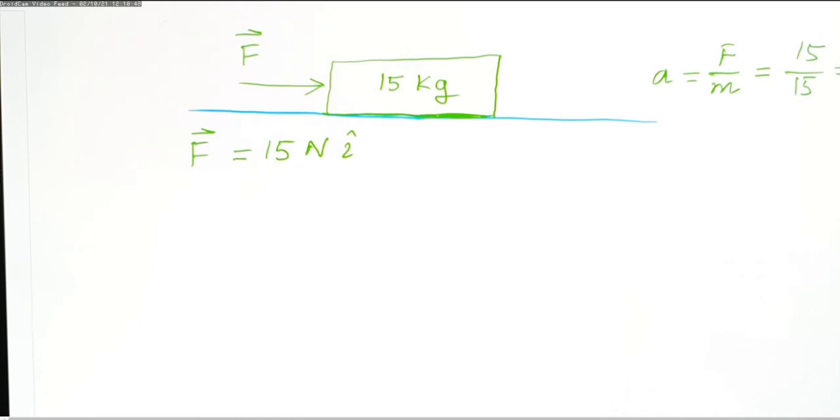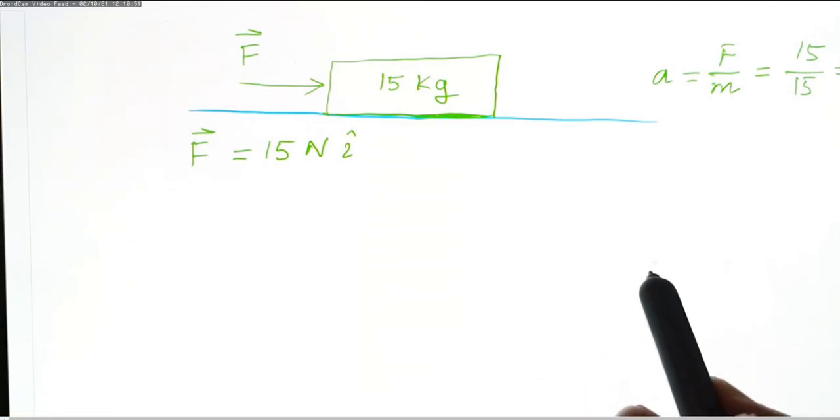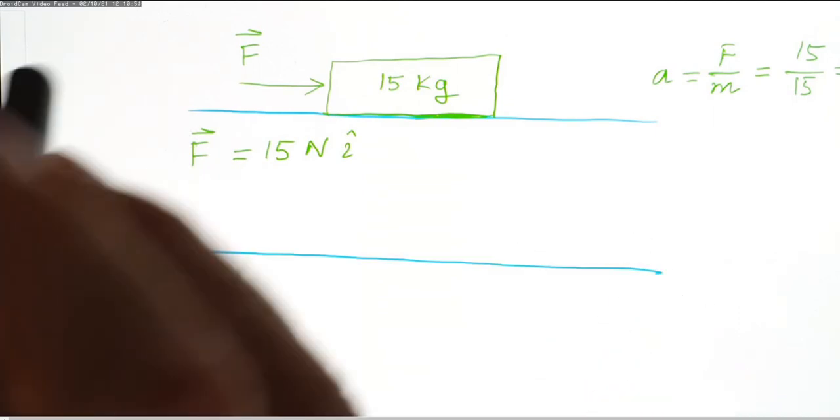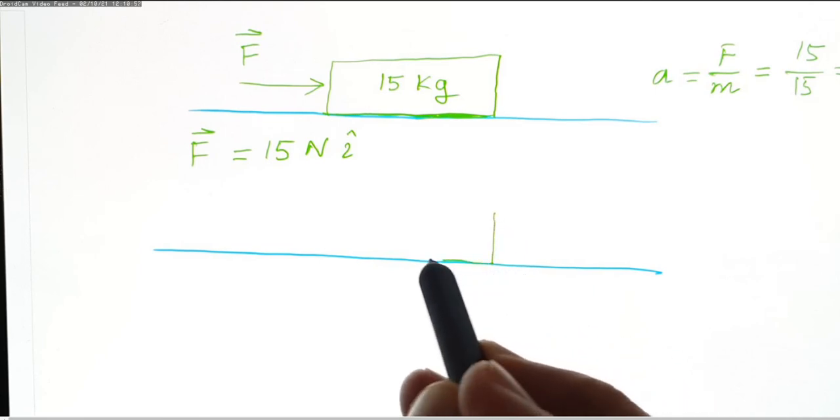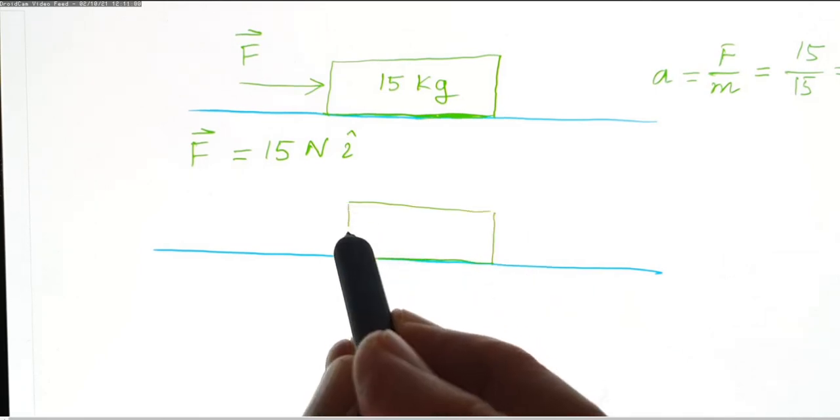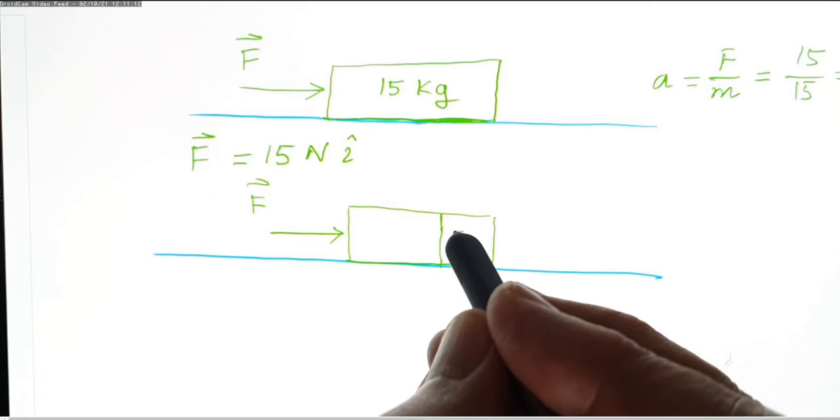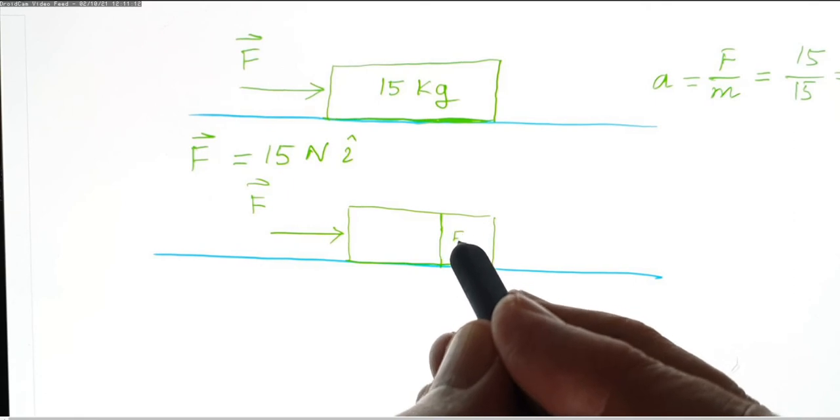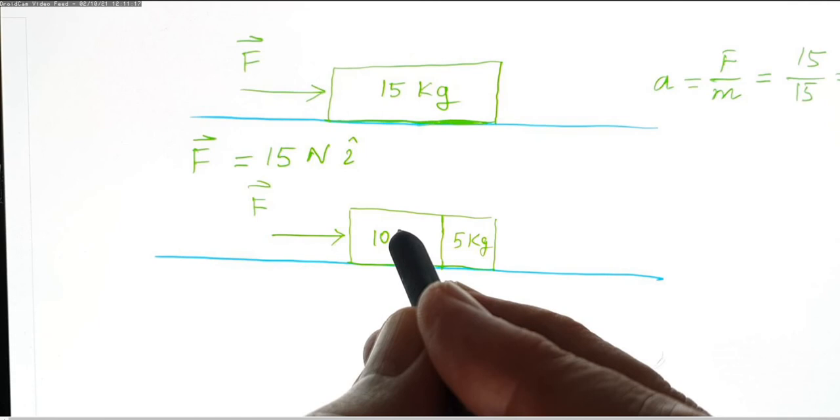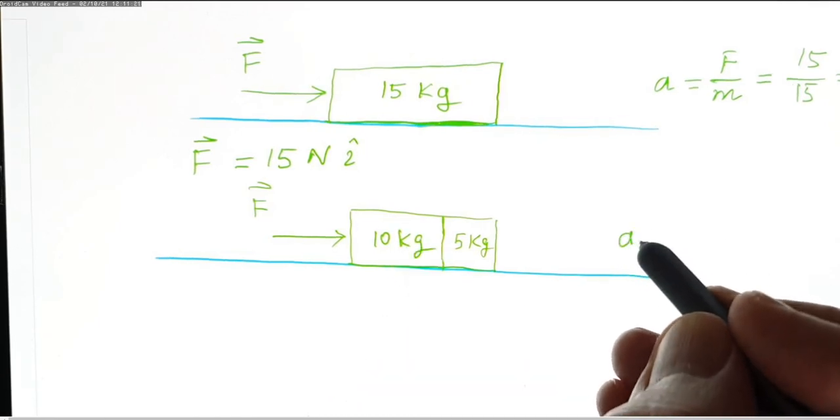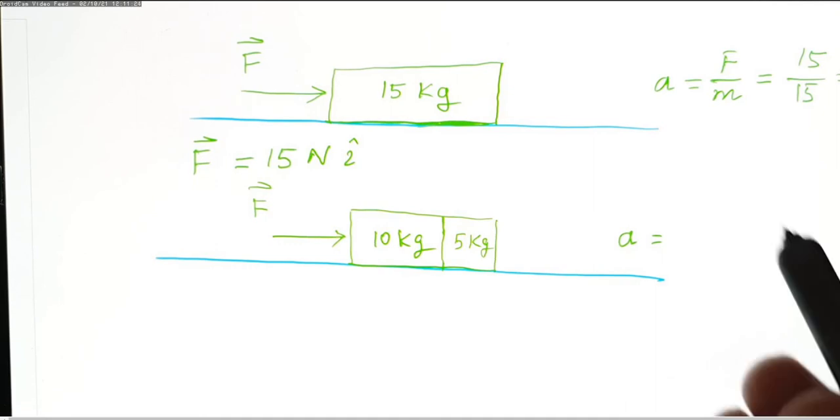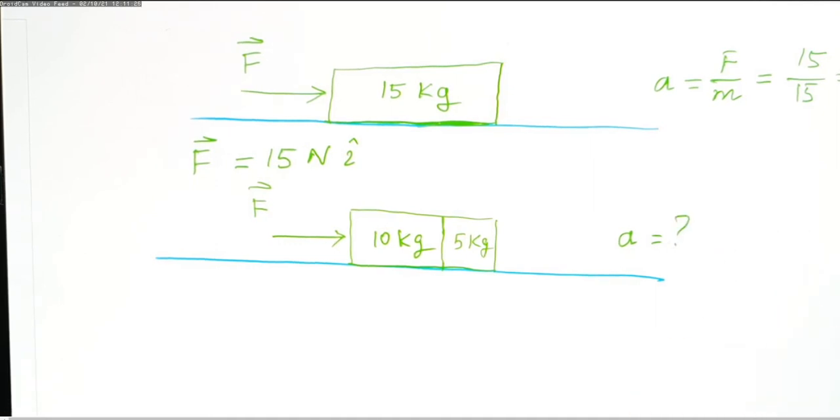Okay. Now I will have the same exact block and the same exact force, but now I separated the block into two pieces, 5 kilogram and 10 kilogram. The question is, what is a now? Will it make any difference?